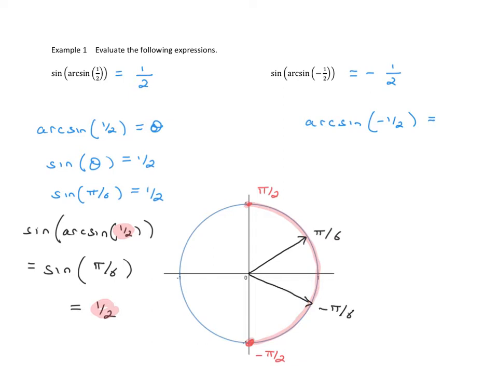I know that sine of negative pi over 6 is equal to negative 1/2. Pi over 6 is between negative pi over 2 and pi over 2. Okay, therefore the answer to this thing is going to be negative pi over 6.